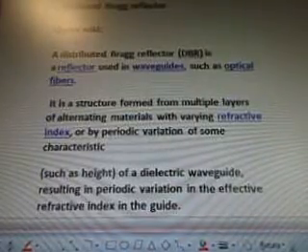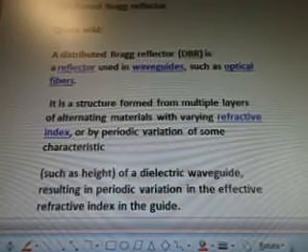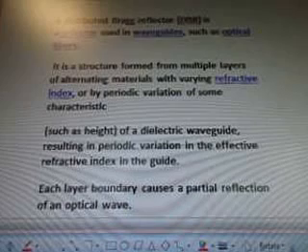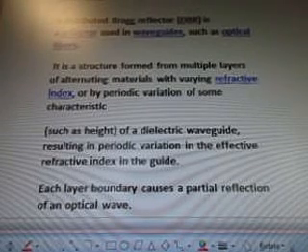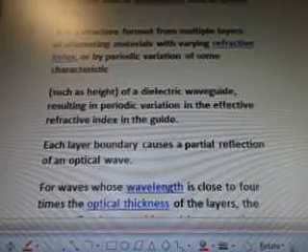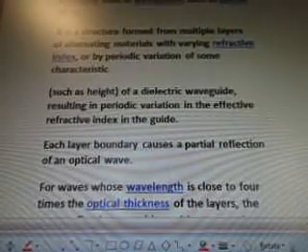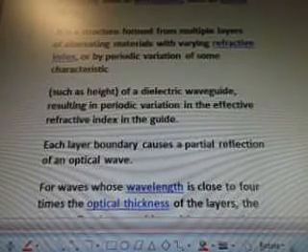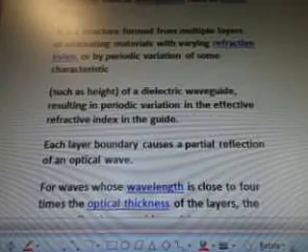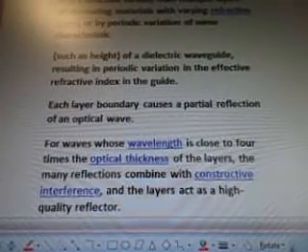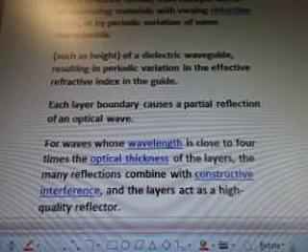Quote from Wiki, a distributed Bragg reflector, DBR, is a reflector used in waveguides such as optical fibers. It is a structure formed from multiple layers of alternating materials with varying refractive index, or by periodic variation of some characteristic. That's all you can tell. It's spring out here. You can hear 100 birds out there talking. I don't know where they're coming from, but there's lots of them out there, and they're just chattering away like crazy. Such as height of a dielectric waveguide, resulting in periodic variation in the effective refractive index in the guide.